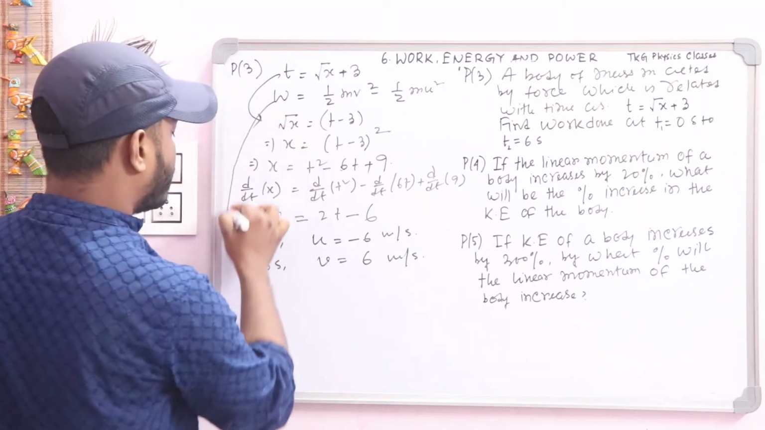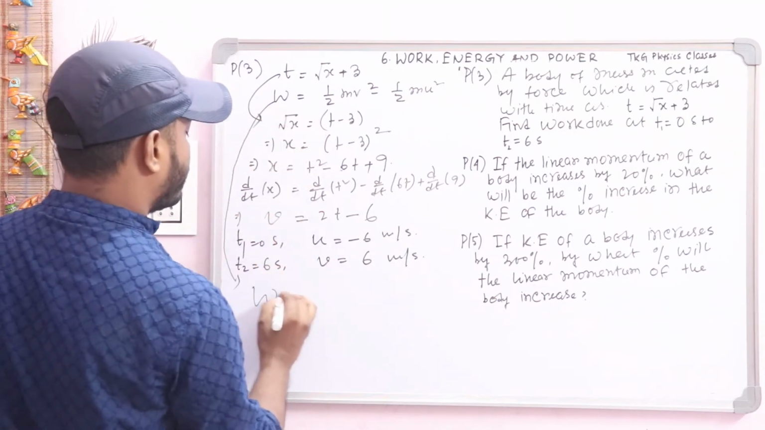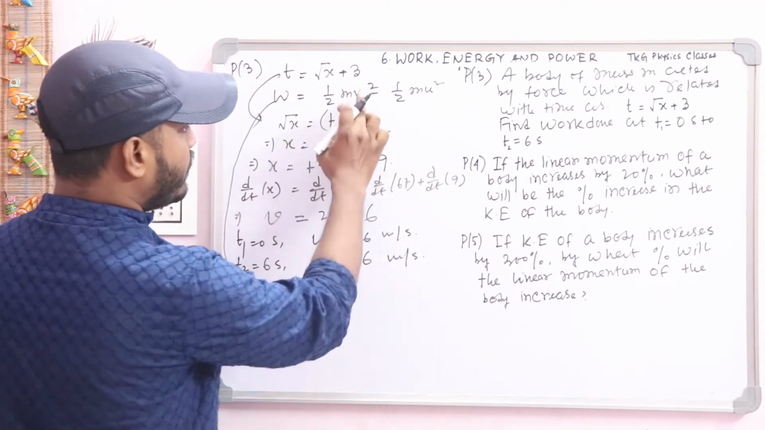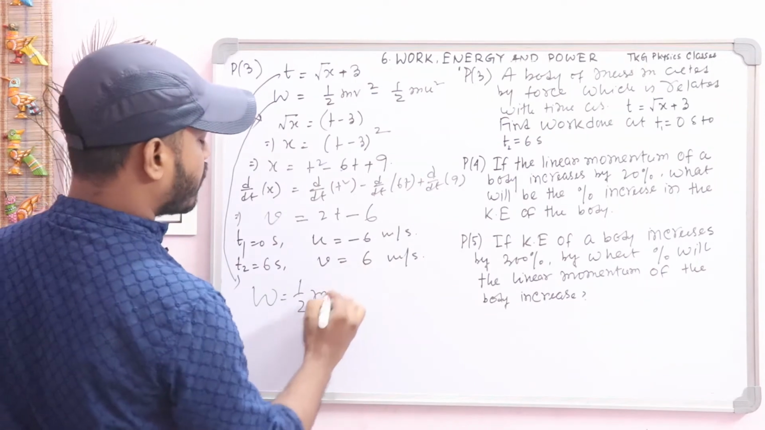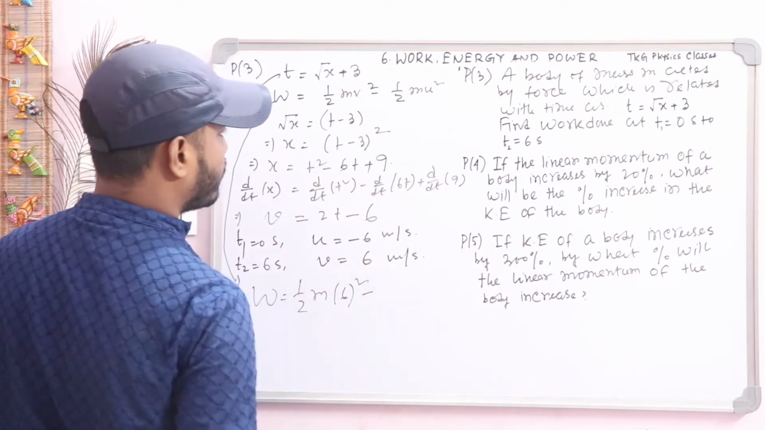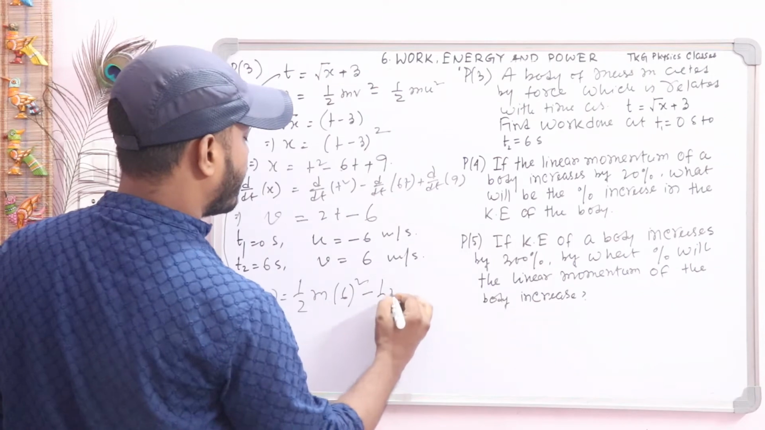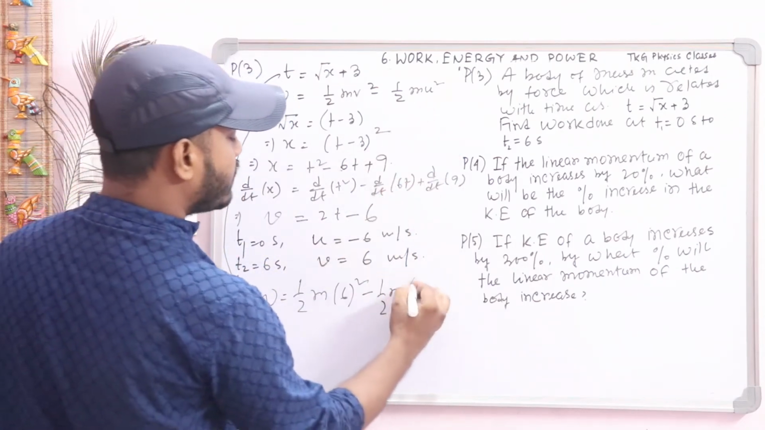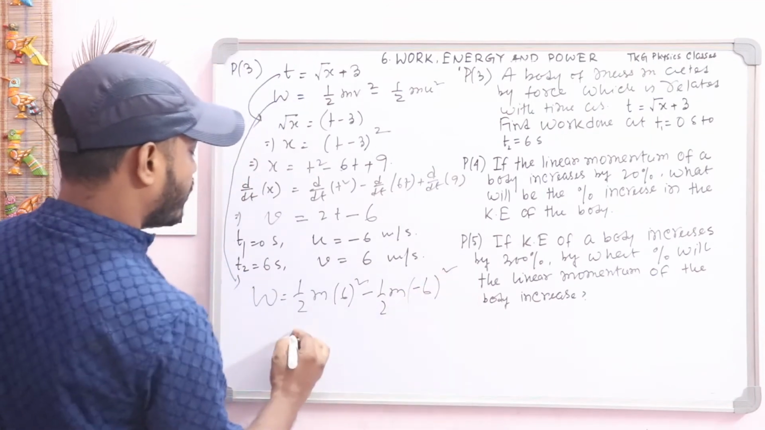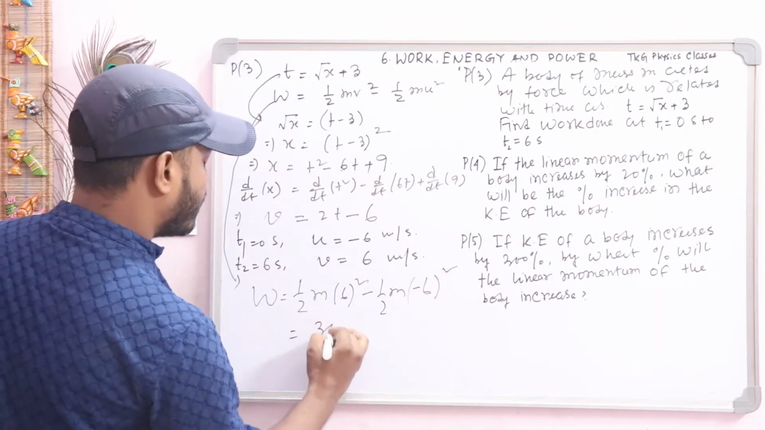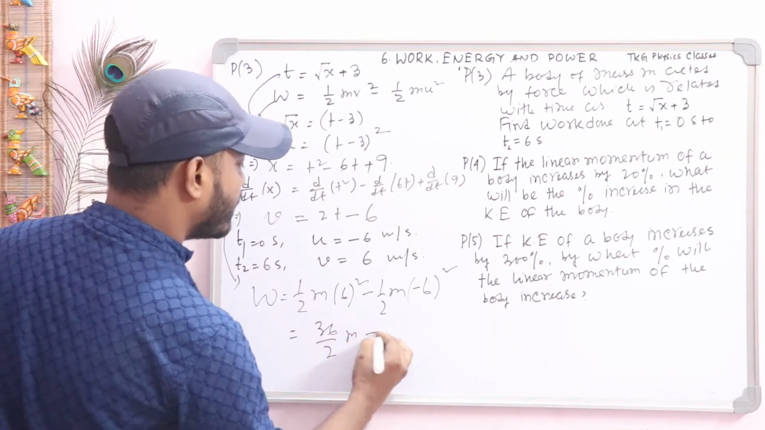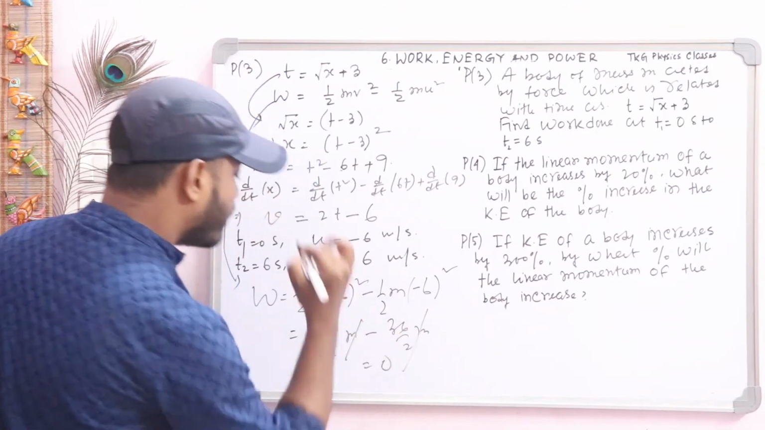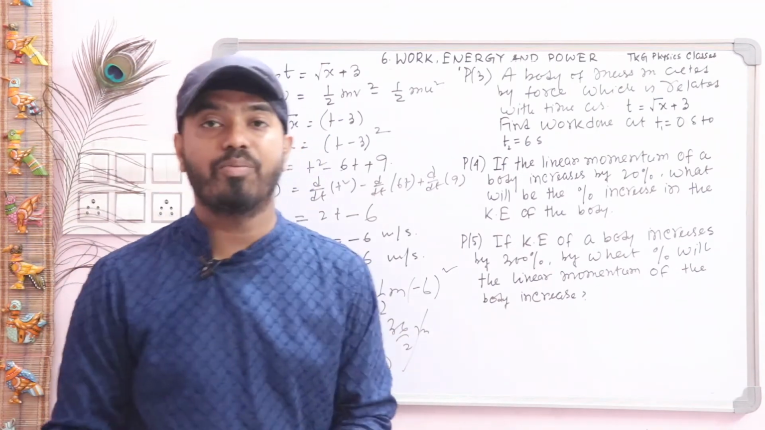So you use this formula, then you will find out work done. So W equal to half m, m is not given, okay, write it m, v square, that means 6 square, minus half m u square, that means u is minus 6, that means minus 6 square. So you see this answer will be 36 by 2 m, and this one also 36 by 2 m. So here the amount of work done is 0.